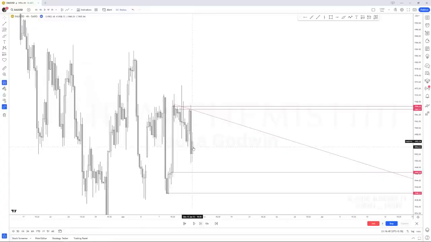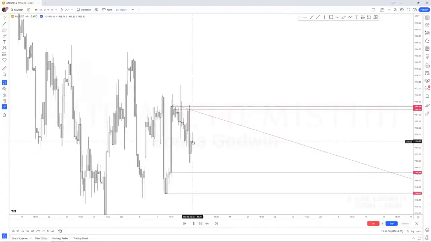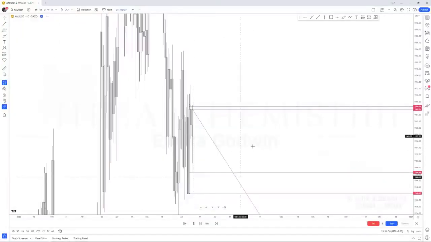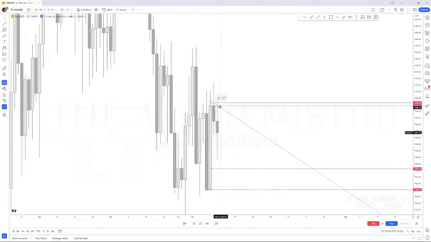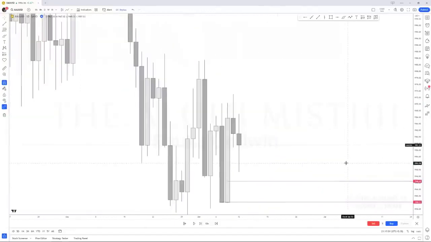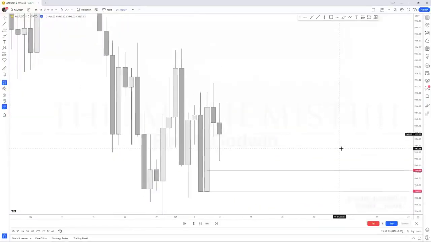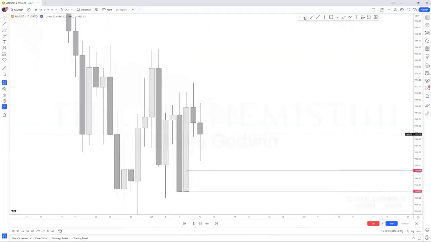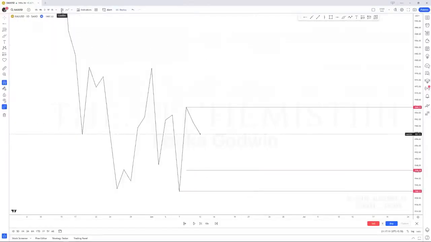Now if we waited for this day to end, something important happened this day. Now, look at this. The day is over. Let me go to the daily time frame. What happened? Something important happened. What happened on the daily time frame? Look at this. Daily rejects a daily resistance. Can you see that? You can see that very clearly.